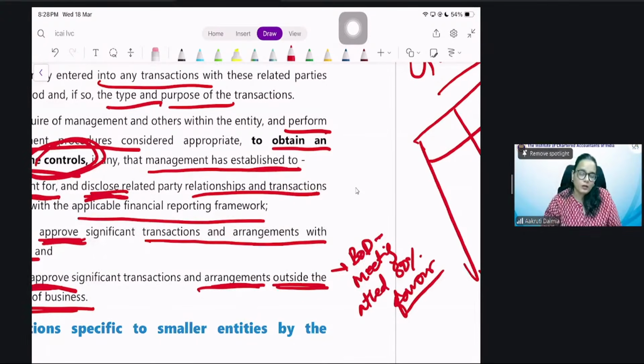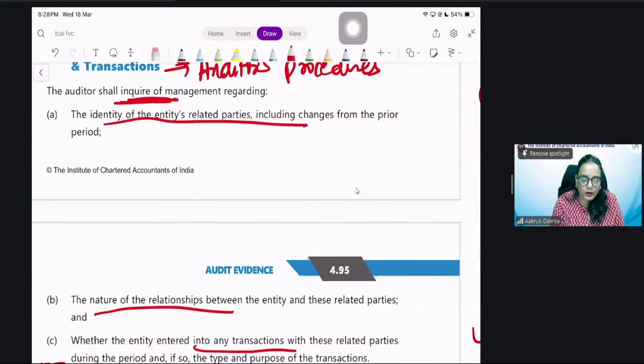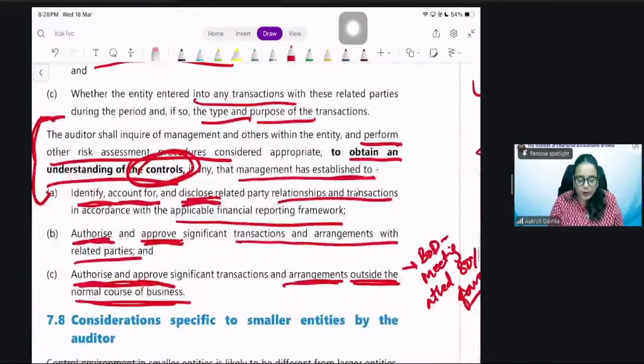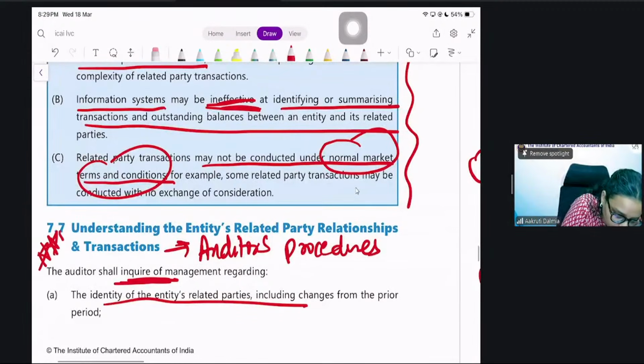Yes. So first you will inquire of the management. What will you inquire? Identity, nature, and transactions. Then you will obtain an understanding about the controls. To obtain an understanding, you have to ask the management how they identify, account, and disclose. What is the procedure to authorize and approve transactions? And what is the procedure to authorize and approve arrangements outside the normal course of business? Mark this as the most important answer.